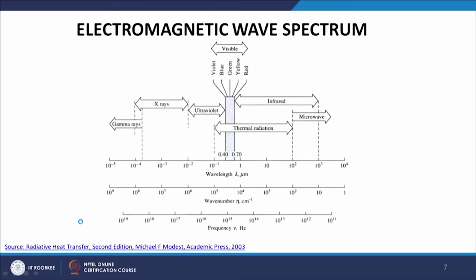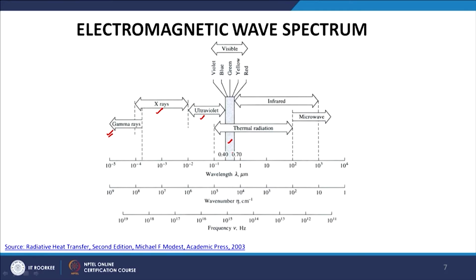So, this is a spectral distribution of the electromagnetic spectrum. The shortest wavelength is the gamma rays. So, on the left, the shortest wavelength, the most energetic photons are gamma rays, followed by X rays, ultraviolet, then visible.